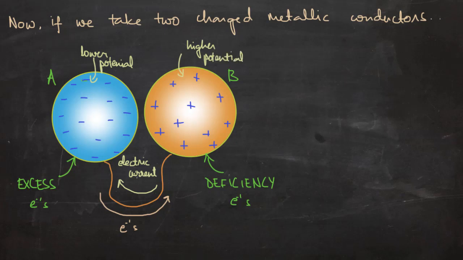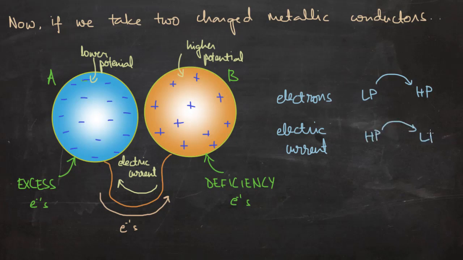So, how does the flow of electrons and the flow of the electric current move? So, we see that electrons move from a lower potential to a higher potential. See, body A is at a lower potential, body B is at a higher potential, and electrons are moving from A to B, so lower to higher potential. While the electric current moves from a higher potential to a lower potential.